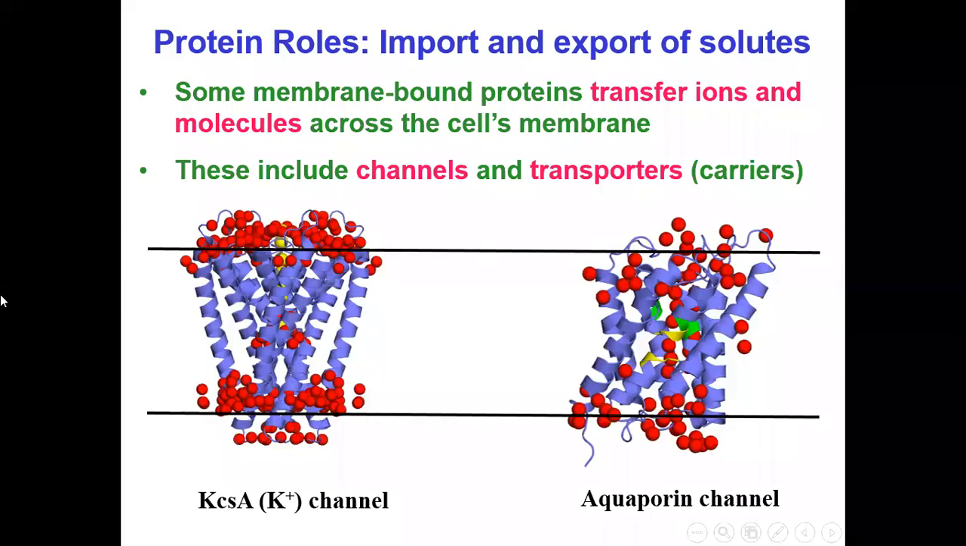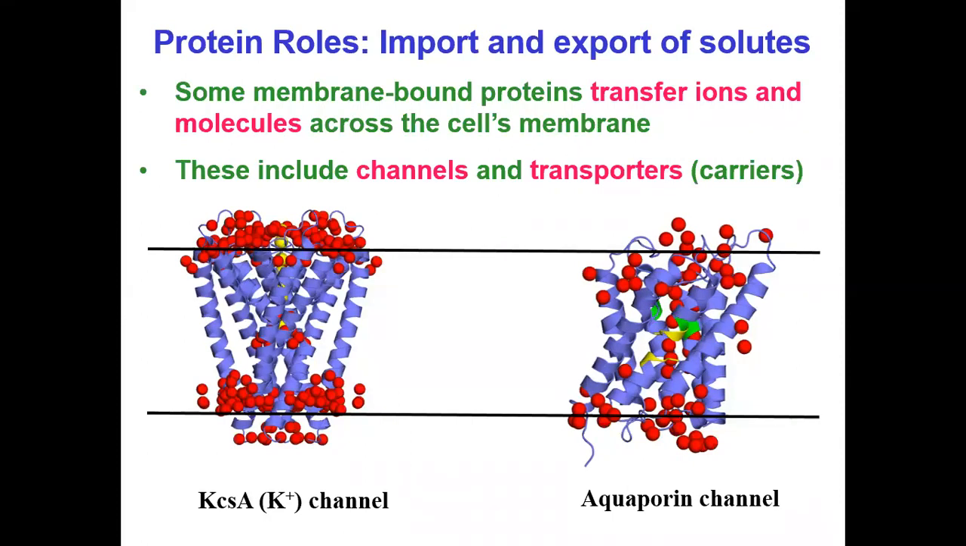The third role of proteins that we'll discuss is the import and export of solutes across membranes. In order to function properly, cells need to exchange material with their environments constantly. For example, they need to import or internalize foodstuff molecules into the cell, and export waste products. In the case of certain specialized cells, they also export enzymes and hormones.